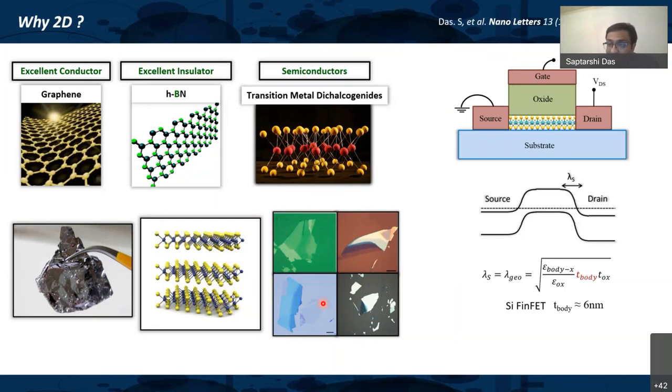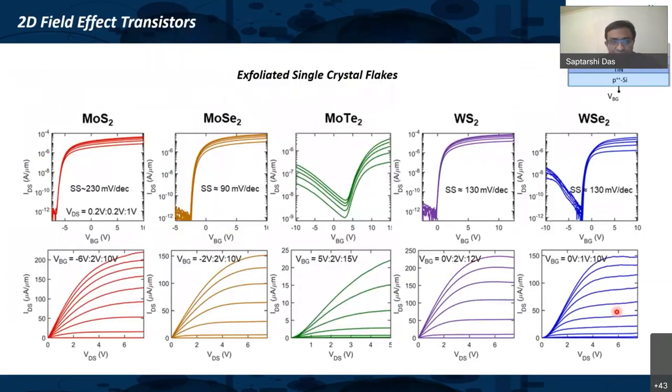In fact, the current silicon FinFET technology that Intel or TSMC uses has a 6 nanometer body thickness of the silicon. However, these two-dimensional materials can be 10 times thinner, 0.65 nanometer. And that allows you to essentially scale this material much more aggressively compared to silicon. And this is exactly why we are looking into this material as a replacement for silicon or augmenting silicon devices in the future technology nodes.